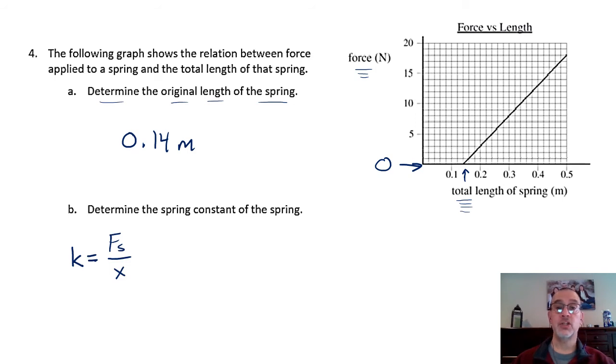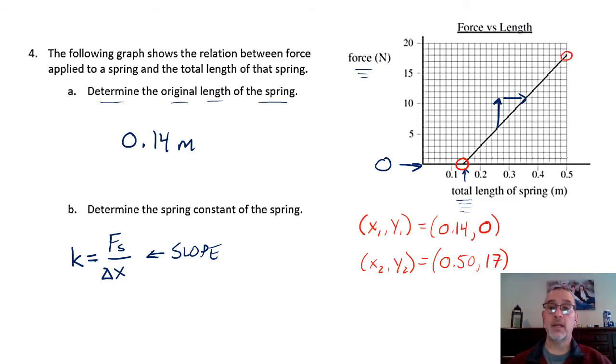For part B, to determine the spring constant, we know that the spring constant is the force of the spring divided by the stretch of the spring, not the total length of the spring. So sometimes we write this as delta x. But we already determined earlier that the spring constant is going to be the slope of this line, even if it doesn't start at 0. So what we need is the rise over the run for any portion of this line. So let's pick some points that make sense.